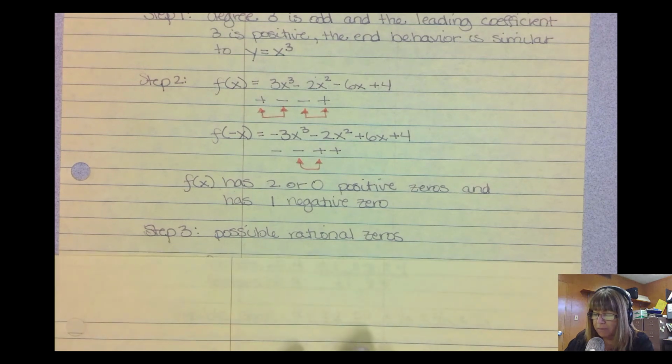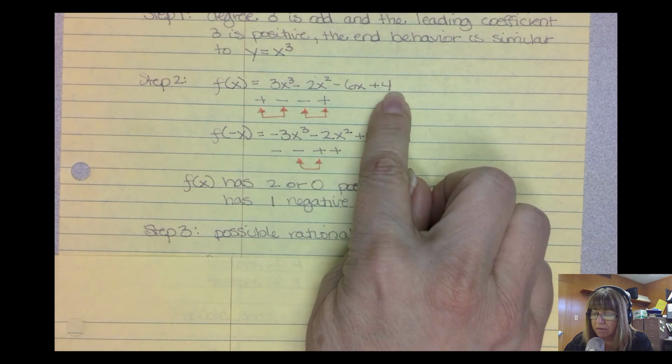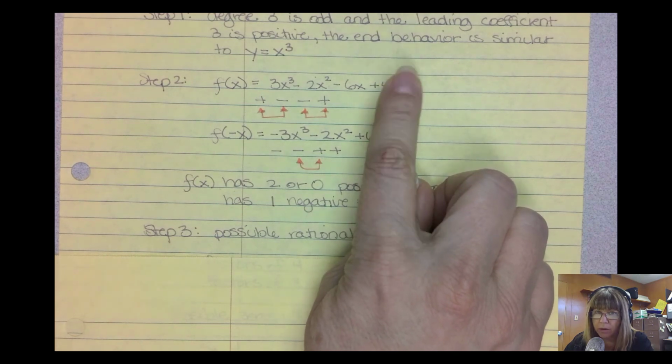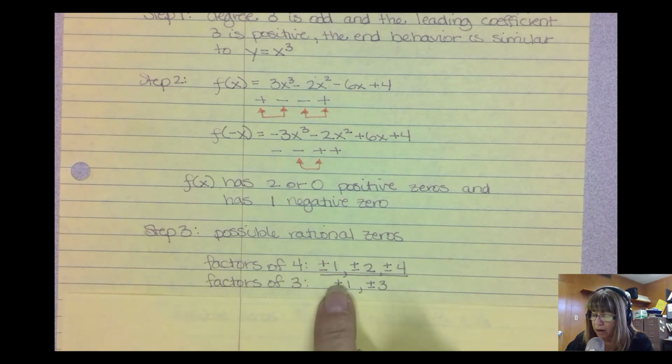Let's go with the possible zeros. We're going to take this 3, factor it, 4, factor it. Remember, the 4 goes on top. So 4 can be factored in 1, 2, and 4, both plus and minus. The 3 can only be factored with 1 and 3.